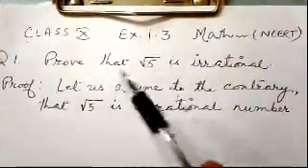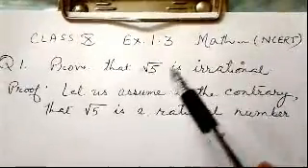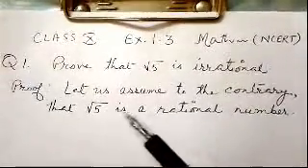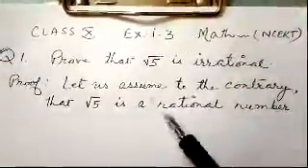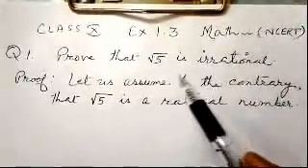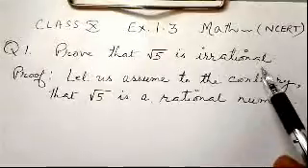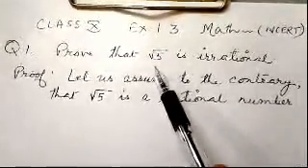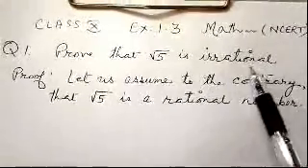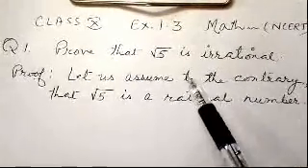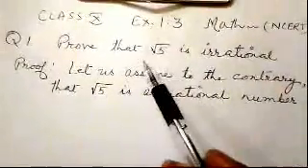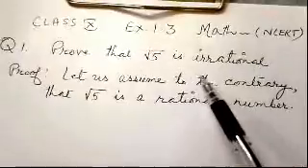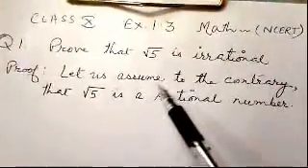This is class 10th NCERT Maths book, exercise 1.3, question number 1. Question is, prove that root 5 is an irrational number. Now, for proving this, we can apply the contradictory method. Contradictory method is, whatever is to be proved, just the contradictory of that is assumed.